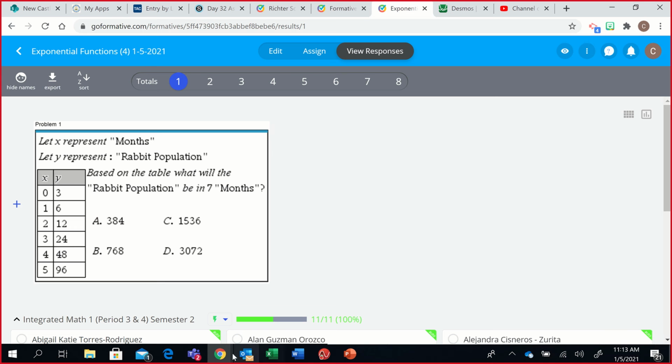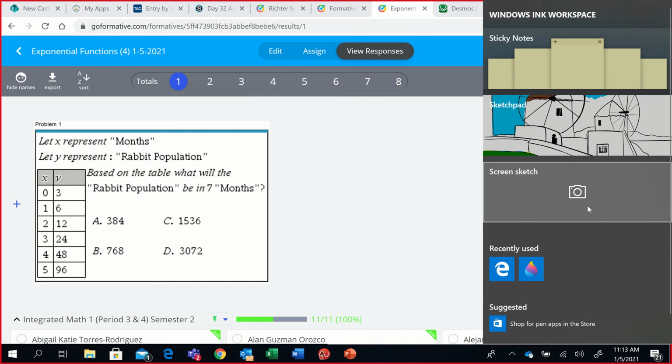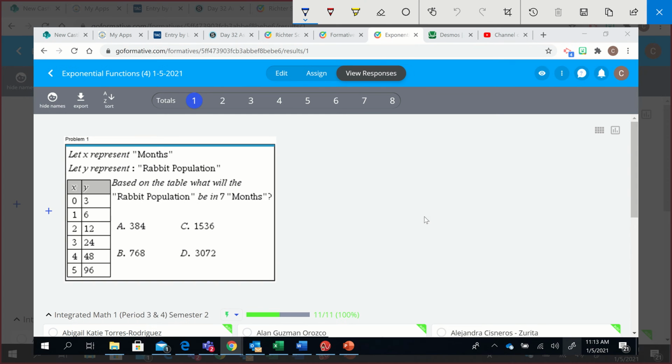So what you're going to do first is determine how things are moving. So you determine how things are moving this way. You look at the first one and you say, how did it go from 0 to 1? How did it change? It went from 3 to 6. So this is the change. It went from 3 to 6.